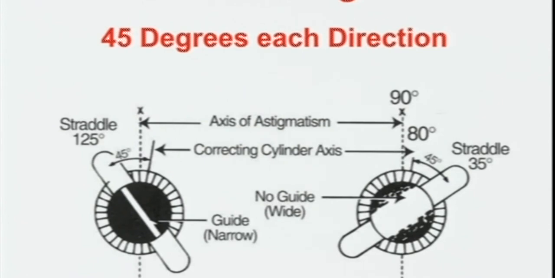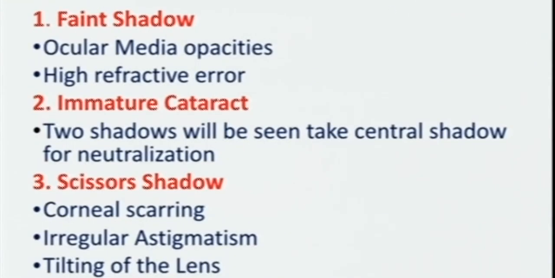Straddling is what? Once you come into the axis, you align the beam and neutralize. Then you turn the beam 45 degrees on each side. So the brightness, the dimness, the variation, the speed and the brightness will be the same on either side. That means your point is just like your Jackson cross cylinder, which you do for the power; here you do it for the axis. This is called straddling. Okay. So you can have difficulties when you have cataract and all those things.